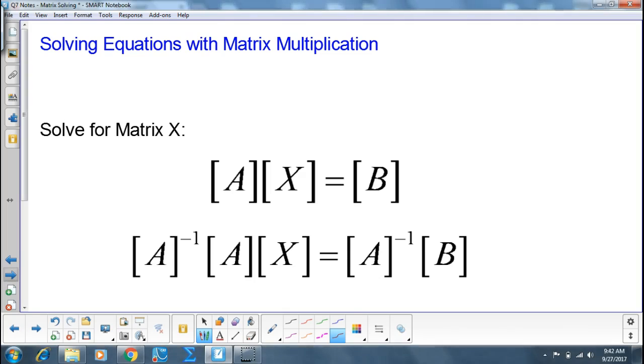So we're going to have a matrix equation set up like this. Where we're going to have a matrix A times a matrix X, and that's going to equal a matrix B. And in order to solve that, we are going to multiply by the inverse. So what happens when you multiply by an inverse?